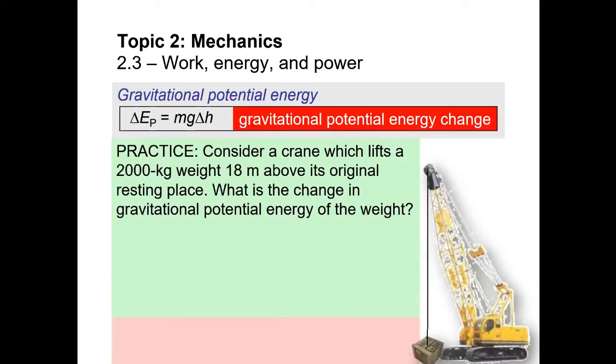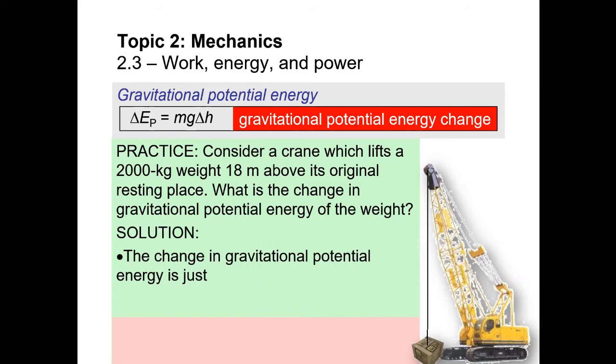Consider a crane which lifts a 2,000 kilogram weight 18 meters above its original resting place. What is the change in gravitational potential energy of the weight? Change in gravitational potential energy is just mass times the acceleration due to gravity times the change in height. So mass is 2,000, acceleration due to gravity we use 10, and the change in height is 18 meters, so that gives us 360,000 joules.